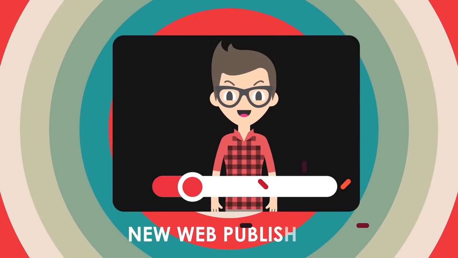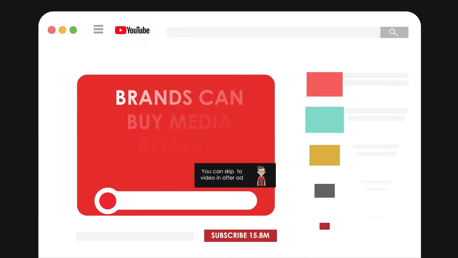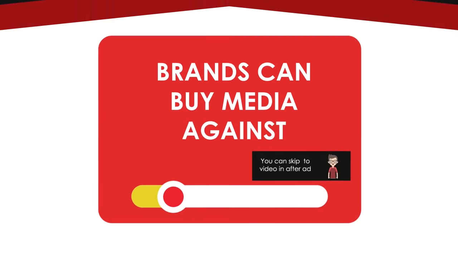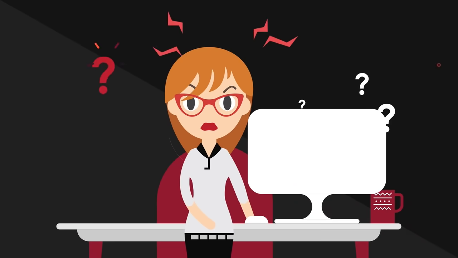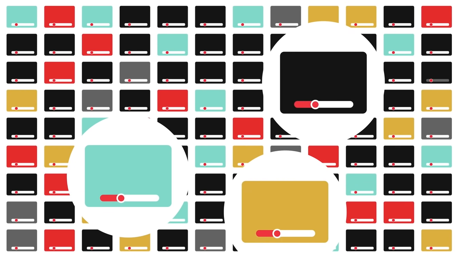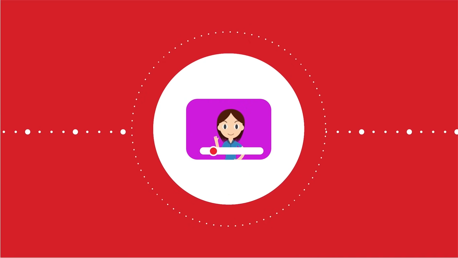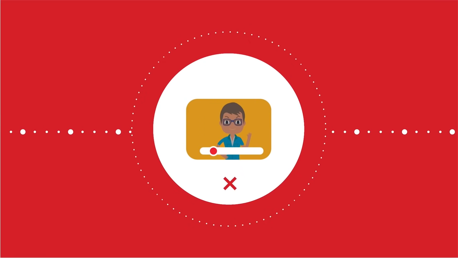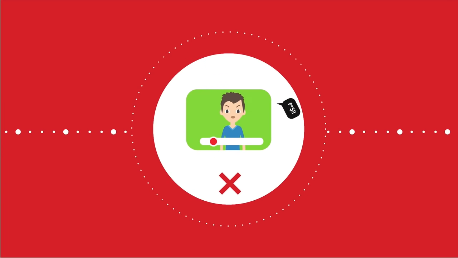Creators are today's new web publishers. They have YouTube channels that brands can buy media against and partner with for custom content. The problem is, advertisers need a lot of information that isn't publicly available to help them identify which YouTube channels to advertise on. Because of this information gap, brands' ads run on channels with the wrong audience. Or even worse, their ads end up on channels that aren't brand safe.